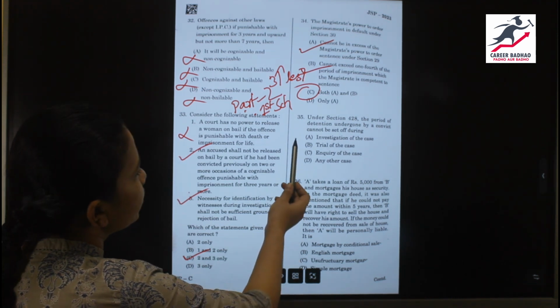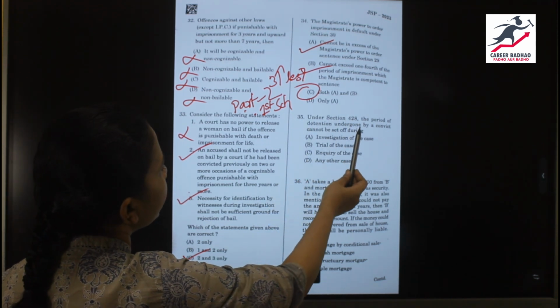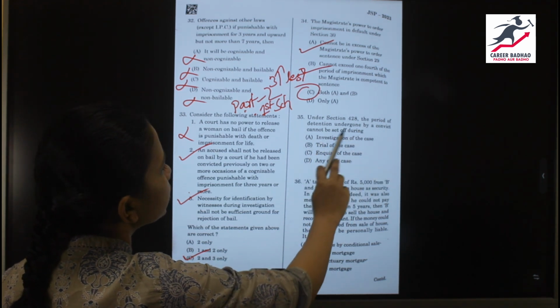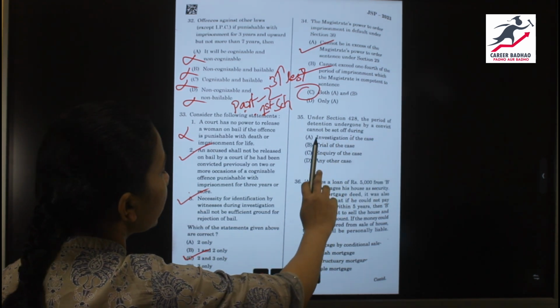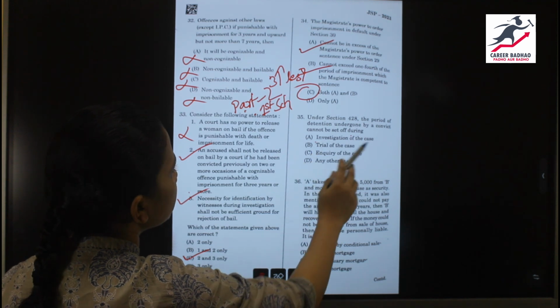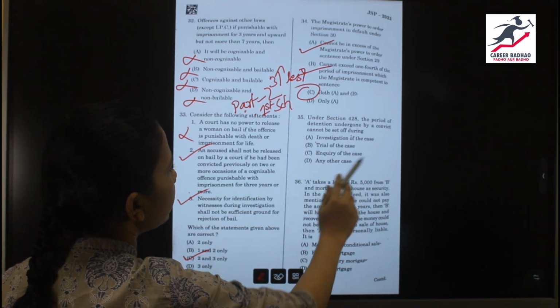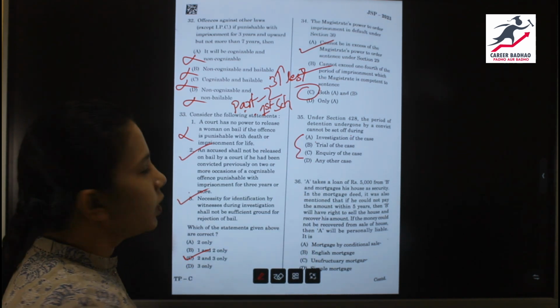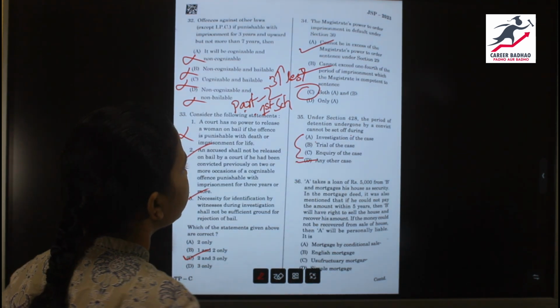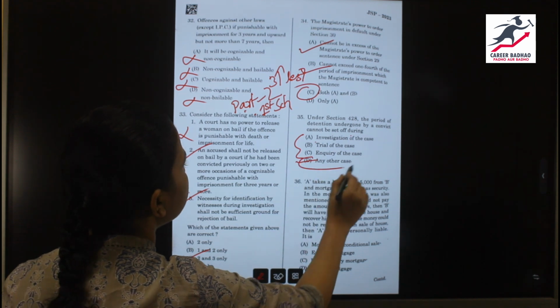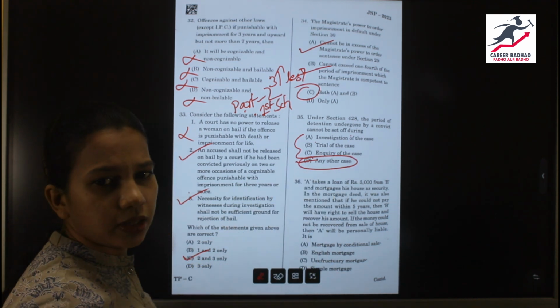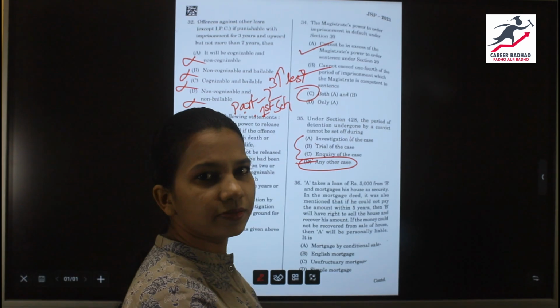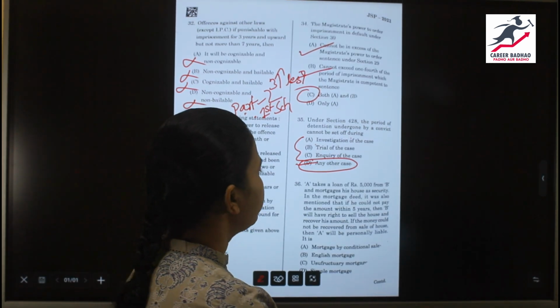Let's move to question number 35. Under section 428, that is set off, the period of detention undergone by a convict can be set off during investigation of the case, trial of the case, or inquiry of the case. So in these three cases, it can be set off. So the correct answer would be option number D, that is any other case. In this case, there cannot be any set off.